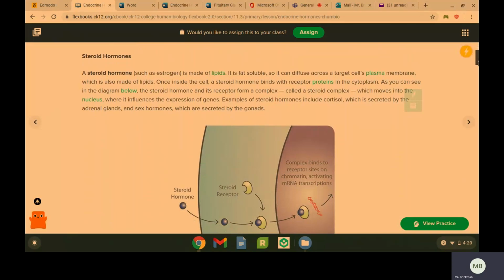So a steroid hormone is stuff like estrogen and testosterone. It's made of lipids, which is a fancy way of saying fats. So because it is fats, it is soluble in fats. So it can diffuse across a cell's membrane, which is also made of fats. Once it's inside the cell, it's going to bind with a protein, and there's going to be a whole process that goes on.